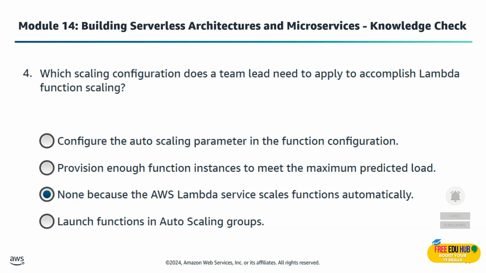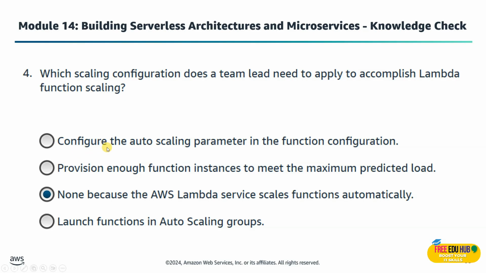Question number 4 says, which scaling configuration does a team lead need to apply to accomplish Lambda function scaling? None, because the AWS Lambda service scales functions automatically. Lambda automatically scales out by running multiple instances of your function in response to the number of events. You don't configure scaling groups or parameters. AWS does it for you behind the scenes.